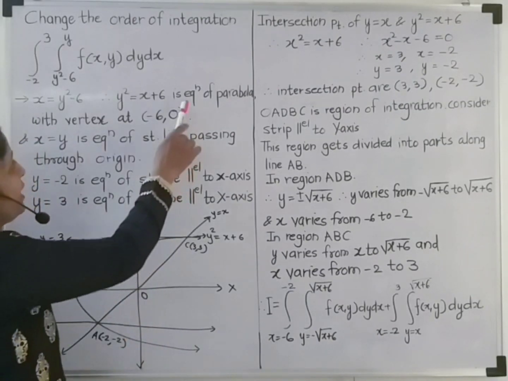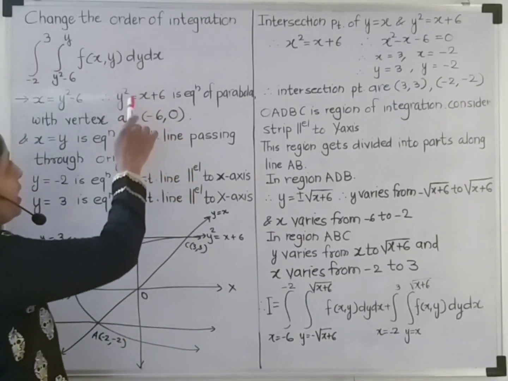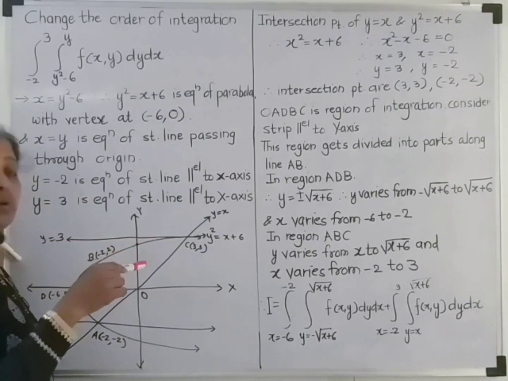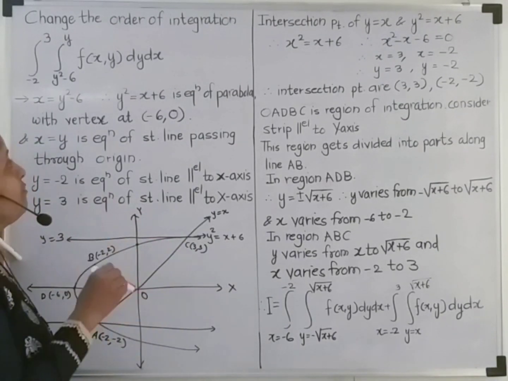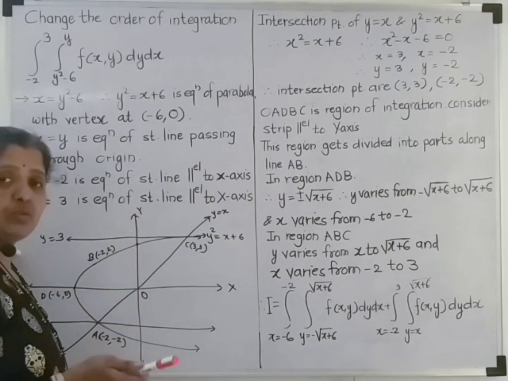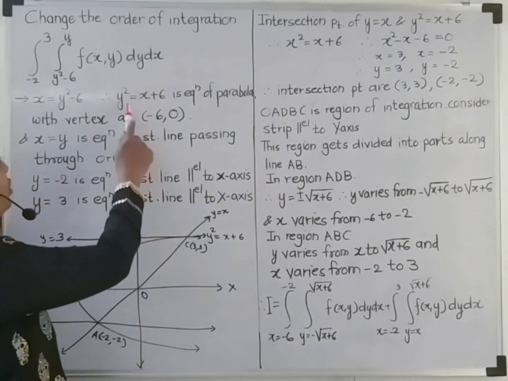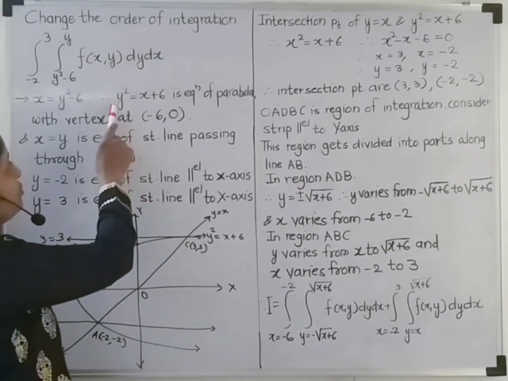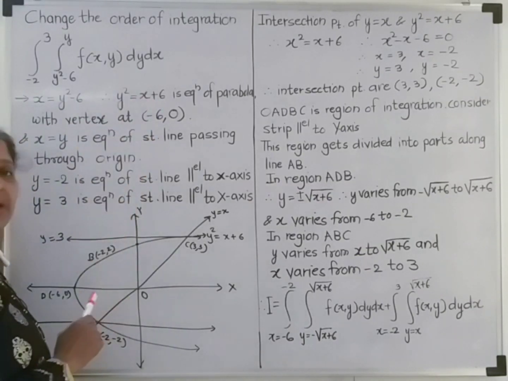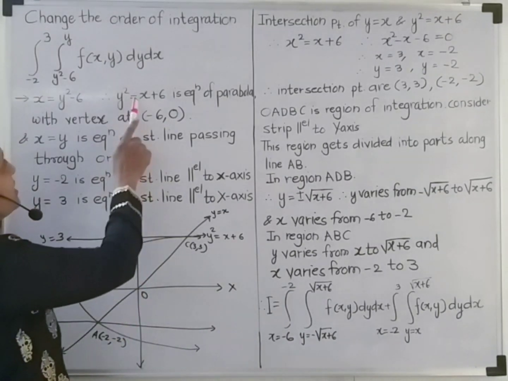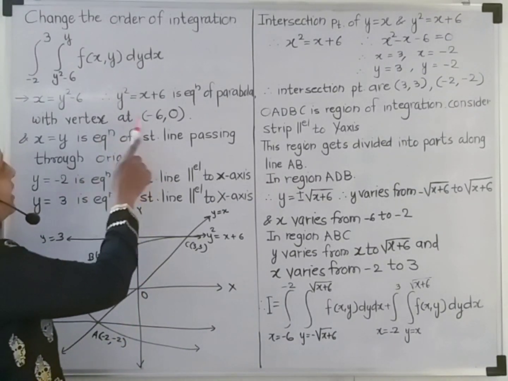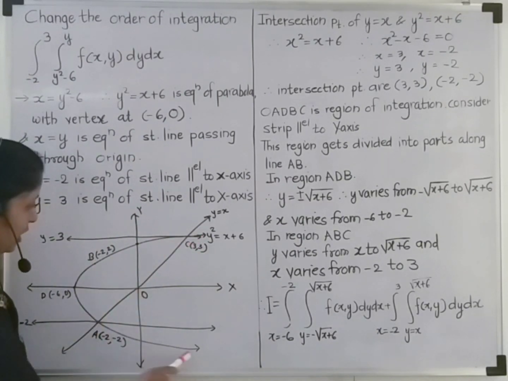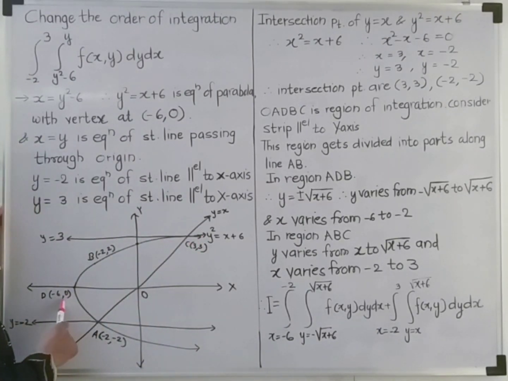To draw this parabola, since y is squared, it means it is a symmetric curve, symmetric about the x-axis. Now to get the vertex point where it intersects the x-axis, what we have to do is put y equal to 0 in this equation. If I substitute y equal to 0, I will get x equal to minus 6. It means this parabola has its vertex at minus 6, 0. So you can draw this parabola with the vertex at minus 6, 0.